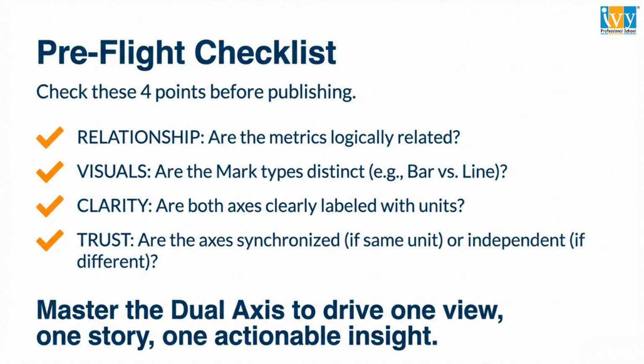Before publishing your chart, ask four questions. Are the metrics logically related? Are the mark types visually distinct? Are both axes clearly labeled with units? And are the axes correctly synchronized or independent? When done right, a dual-axis chart delivers one view, one story, and one actionable insight.